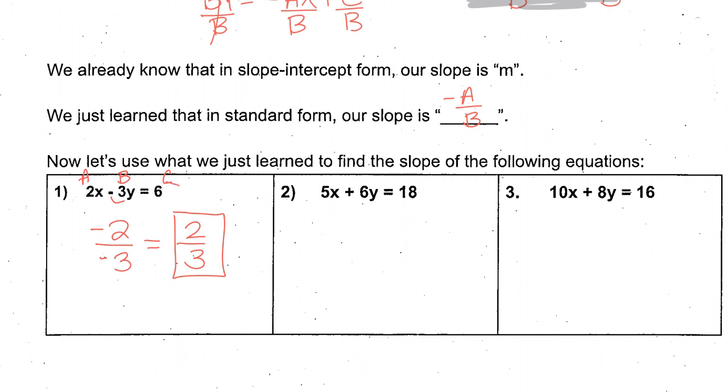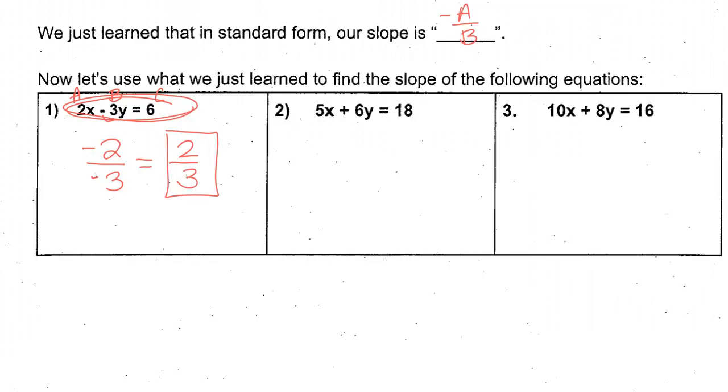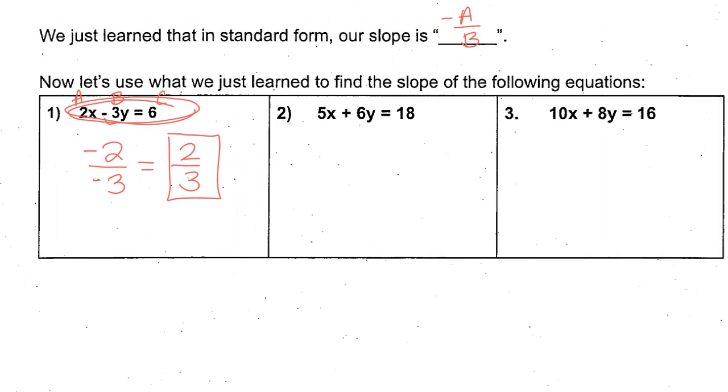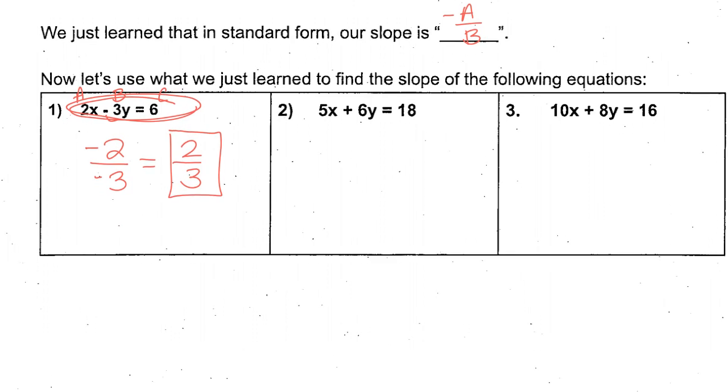So the example we just did right now is the exact same one we did in the very beginning. All right, so the next one, same thing. It's negative a over b. So I have negative 5, that's my a, and then my b is 6. So negative 5 over 6 is my slope. And so how cool is that? I was able to find my slope without having to convert it to y equals.